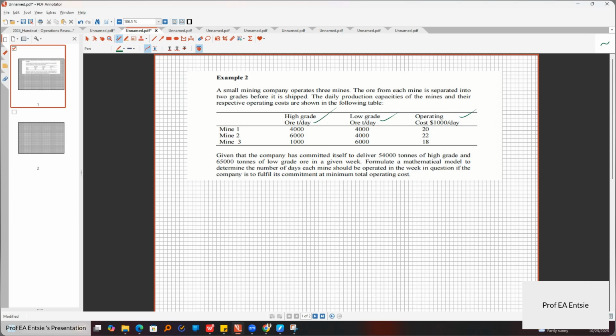Given that the company has committed itself to deliver 54,000 tons of high grade and 65,000 tons of low grade ore in a given week, formulate a mathematical model. This is where linear programming comes in. Formulate a mathematical model to determine the number of days each mine should be operated in the week in question if the company is to fulfill its commitment at minimum total operating cost. So this minimum total operating cost is the objective function.